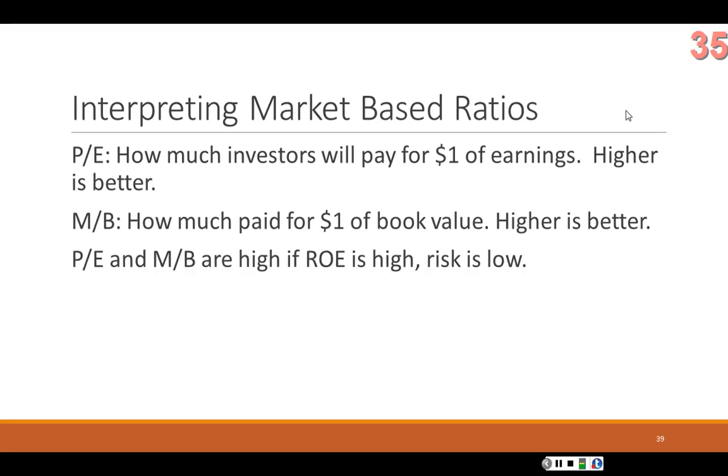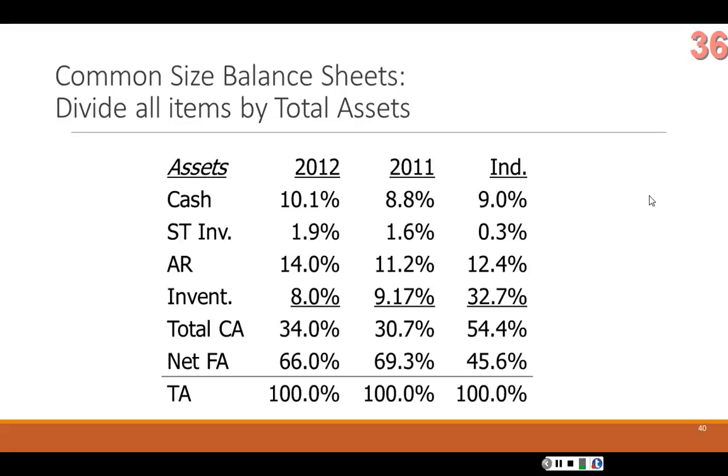So the price-earning ratio tells us how much investors are willing to pay for every dollar of earnings. Higher is better. Market to book tells how much investors are willing to pay for every dollar of book value. Higher is better. The price-earnings multiple and the market to book ratio are high. If the return on equity is high, risk is low. So another way to analyze the balance sheet and income statement is to do a common size balance sheet. So here we divided all items by total assets to determine their percentage makeup of the balance sheet.